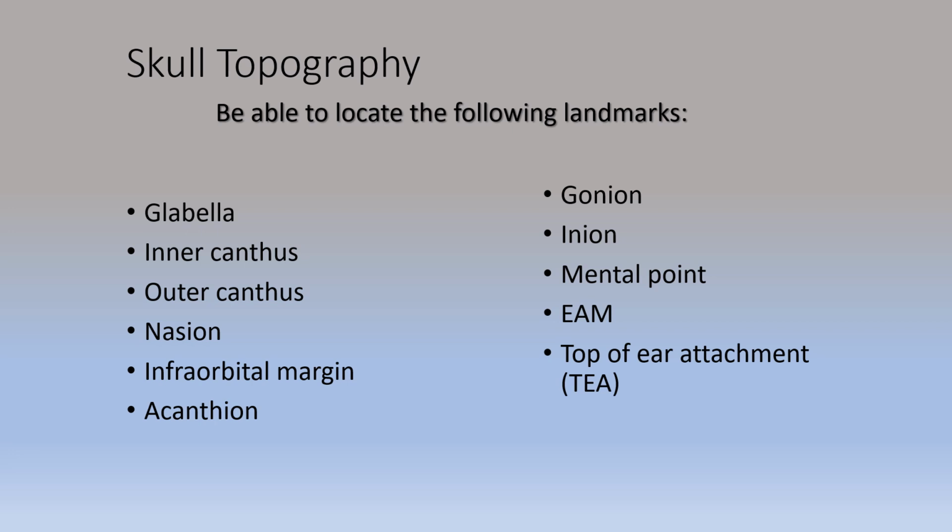The top of ear attachment is pretty easy to figure out. And I think I mentioned the mental point when we did the Fuchs method, and the gonion, which is the angle of the jaw. So let's go through these again just to be thorough.